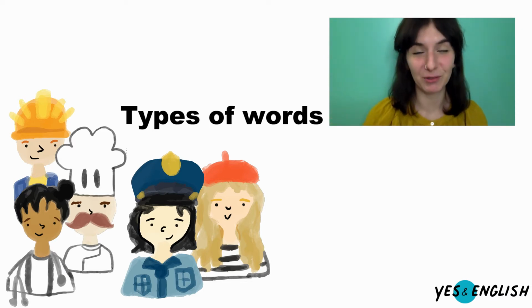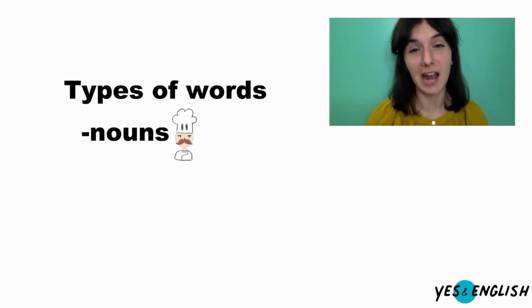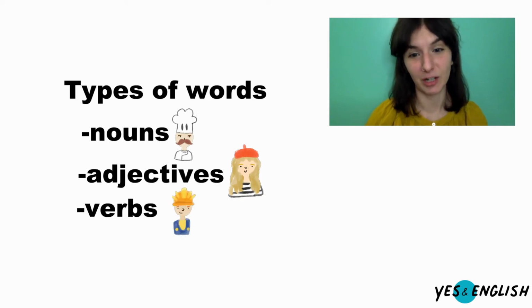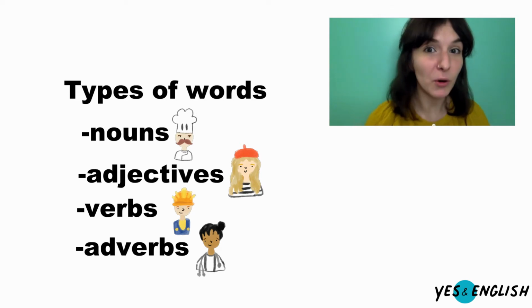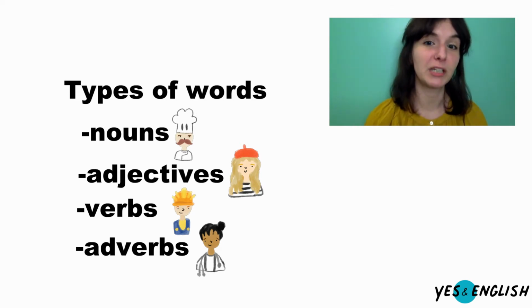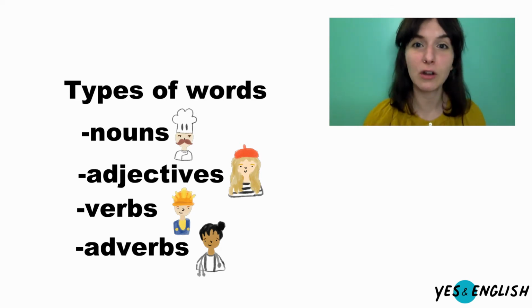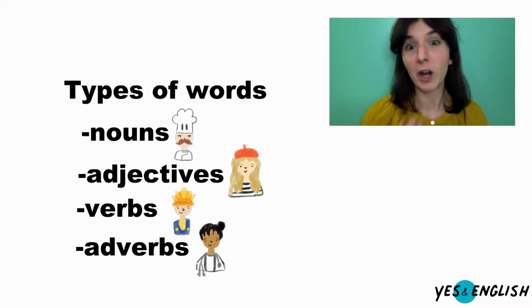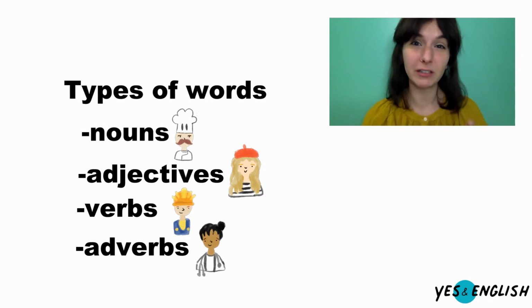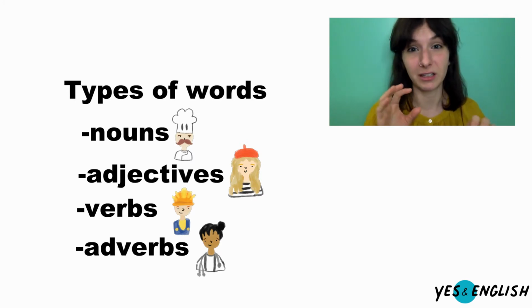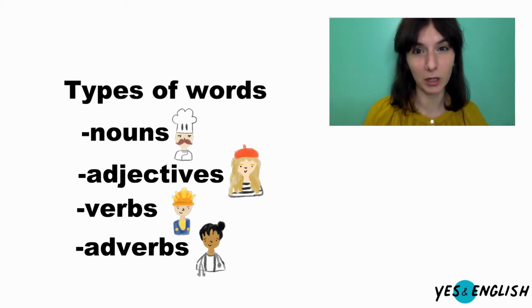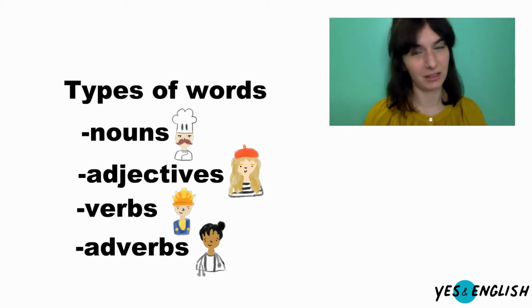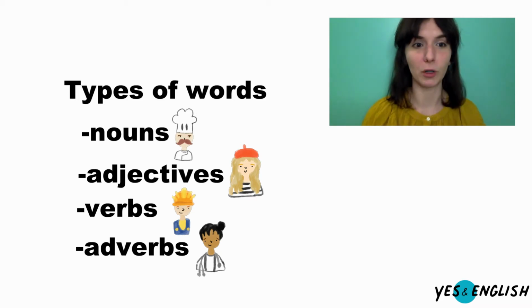The major types of words in English include nouns, adjectives, verbs, and adverbs. Now you can probably think of an example of each of these types of words, but you may not necessarily know what it does in a sentence or where it goes in a sentence. That can be really confusing in English because word order is really important, whereas in some languages, word order is not so important.